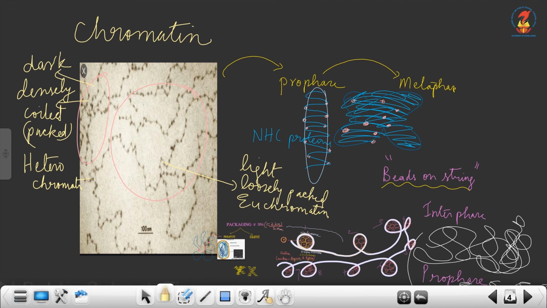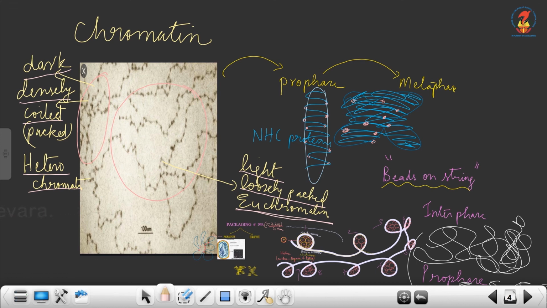So now in this chromatin network, we identified two types of chromatin. Now the name I am going to give: this is heterochromatin and this is euchromatin. Okay. So the chromatin network which is densely coiled, and therefore takes up the stain very darkly, is known as heterochromatin. Whereas the other chromatin which is scattered, not densely coiled, or loosely packed, takes up the stain very lightly, and this is called euchromatin. Now we saw the two types of chromatin, heterochromatin and euchromatin.